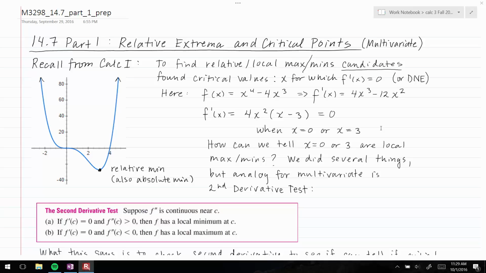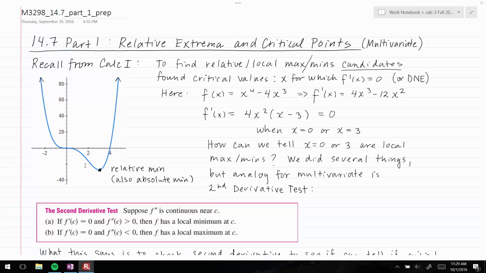We've done this in Calc 1 in the one independent variable situation, but now we're in multivariate land, so we're talking about having two independent variables. But before we get going on that, let's review what we did in Calc 1. We're not going over everything, just the part that applies to what we're going to do in multivariate land.